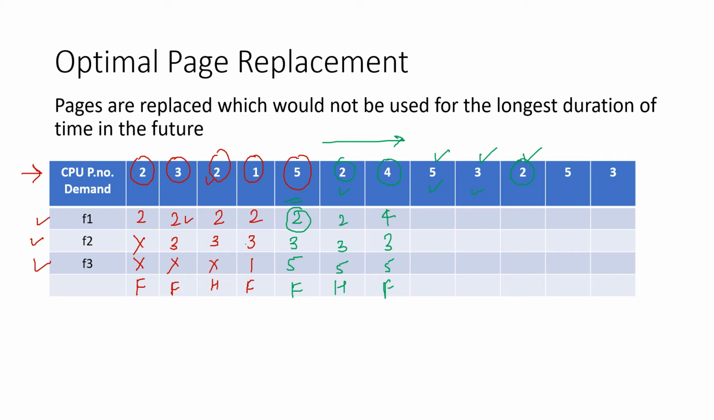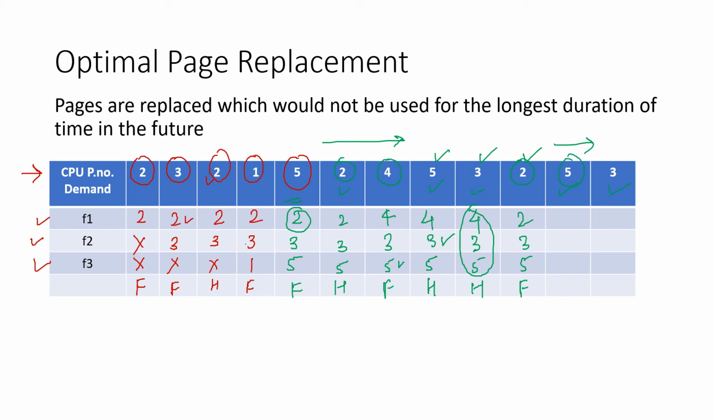Then next is 5. 5 is already there, so it's a hit. So we can write 4 3 5. Then again 3. 3 is already there, so it's a hit, 4 3 5. Okay, now 2. Now which to replace, 4, 3 or 5? You see here 5 is used, 3 is used, 4 is not used, so you can replace 4 by 2. Write 2 3 5. It's a fault.